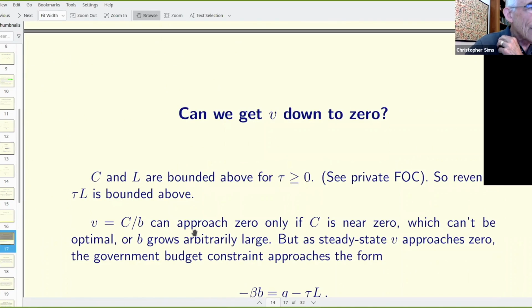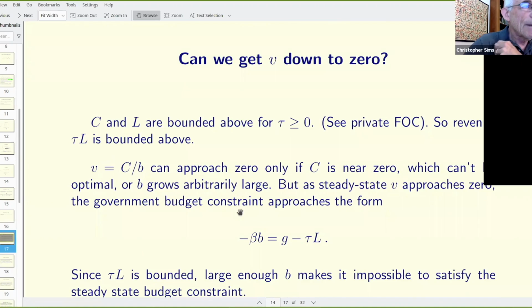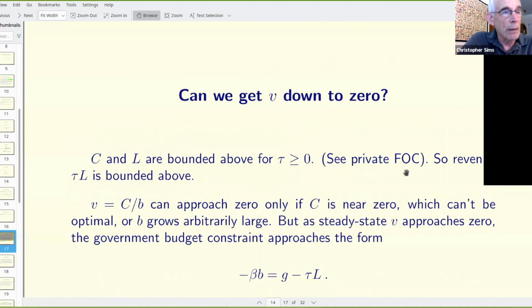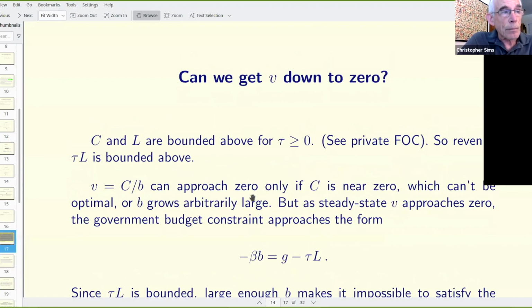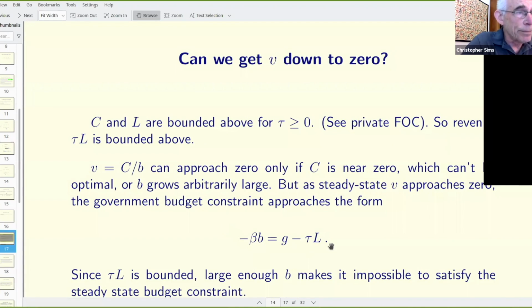So if we recognize that C and L are bounded above, we're trying to bound all the terms in that government budget constraint. V, which is C over B, can get close to zero only if C is nearly zero, which can't be true in an optimal equilibrium. Or C over B can be close to zero if B gets arbitrarily large. But as steady state V approaches zero, the government budget constraint approaches this form.